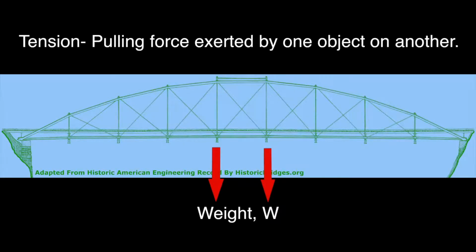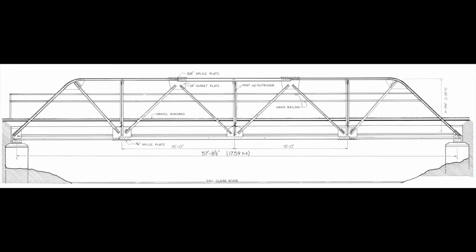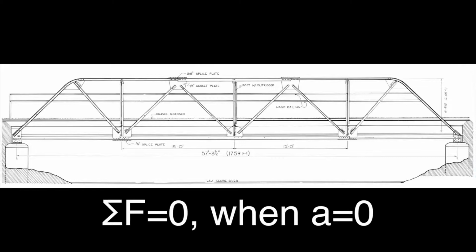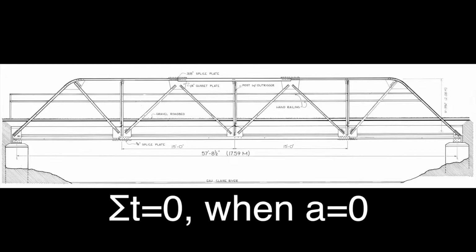Tension can be described as the pulling force exerted by one object on another, which results in the forces pointing towards the joints. Compression is the application of balanced inward forces to different points of a structure. Because this is an inward force, the force will be pointing towards the middle of the segment, away from the joints themselves. Since a sturdy object like a bridge isn't moving, we can say that the sum of the forces is equal to 0 because the structure is not under any acceleration. Similarly, because of that equation, we can also say that the sum of the torques is equal to 0.